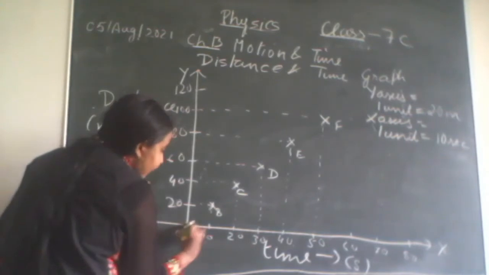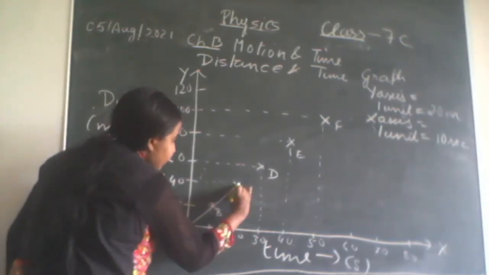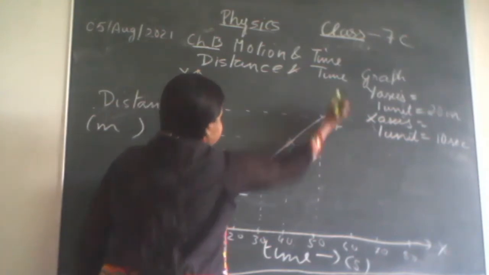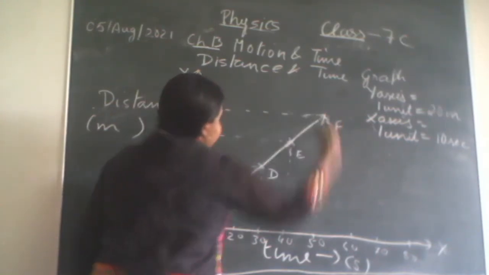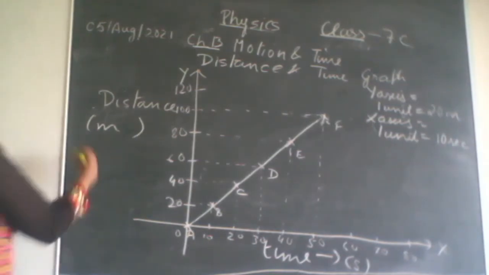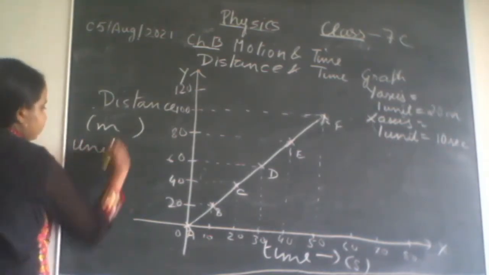So, A to B, B to C, C to D, D to E, and E to F. Might be my drawing is not correct. So, is it a straight line or not? So, what are we having? Yes, ma'am, uniform motion.